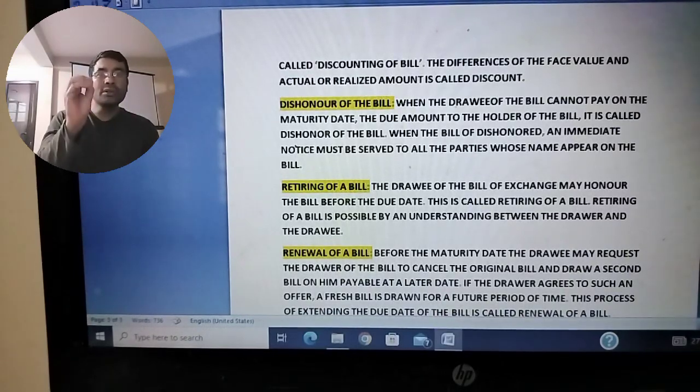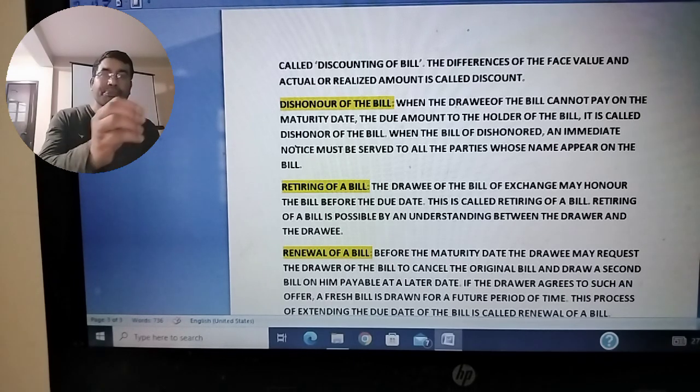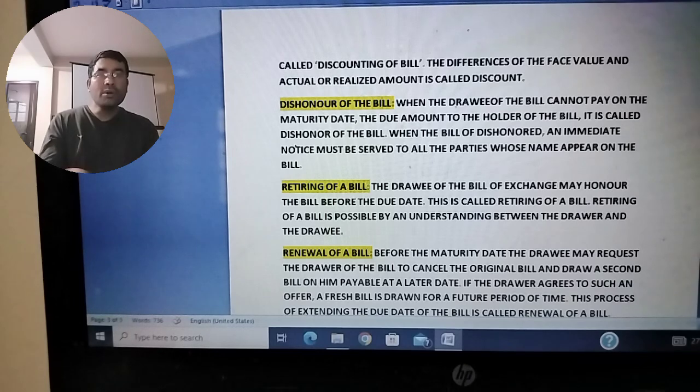Upon renewal, the drawer will definitely charge certain additional charges on the fresh bill. Suppose the amount payable on the due date is 20,000, and upon request of the drawee, it is cancelled and a new bill is drawn for 3 months. Then the drawee needs to pay something more than 20,000. Suppose the drawer charges 500 as interest, then the fresh bill drawn for 3 months will be of 20,500. So this is all about the bills of exchange.